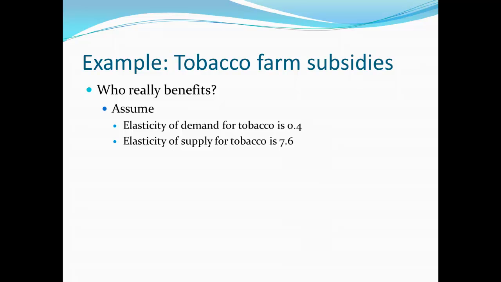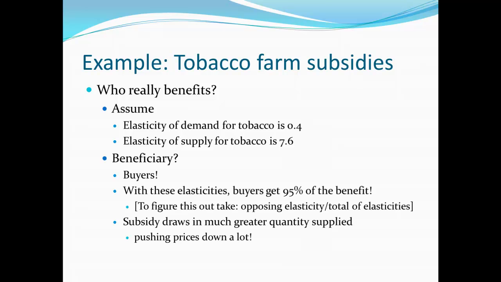So in this case, the supply side is far more sensitive to price changes than the demand side. Then we decide that we really want to support tobacco farmers, and so we're going to have a subsidy. The question then is, who really benefits from it? Here it is honestly just a matter of looking at the two numbers. We find that the elasticity of demand is far lower than the elasticity of supply, which means the demand side, the buyers, are going to be the ones that benefit. We can actually make this numerically precise. So it's the buyers that are going to benefit. They're the less elastic side of the market.